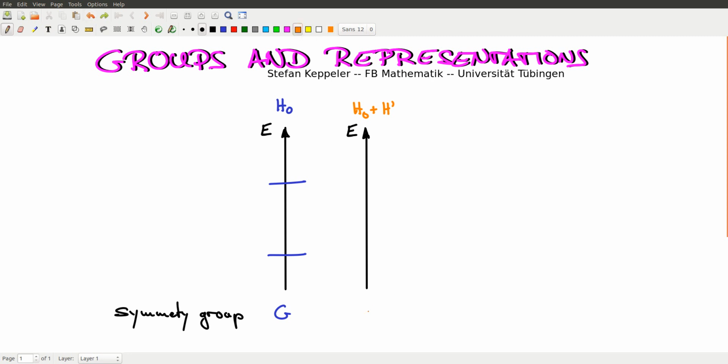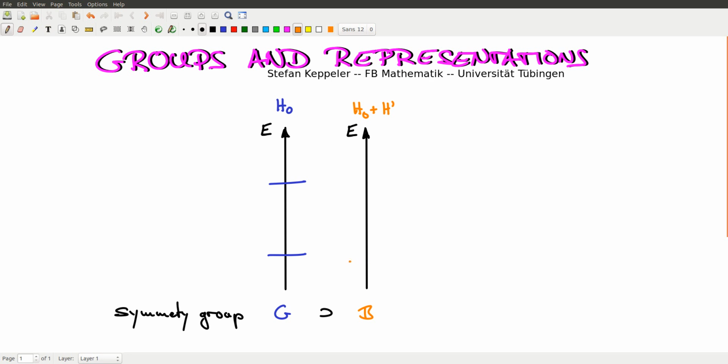And then possibly the symmetry group of this new Hamiltonian, or first the symmetry group of this perturbation here, could be smaller than the symmetry group of the old Hamiltonian. So the symmetry group of H prime is smaller than the symmetry group of H0, and then the symmetry group of the sum would just be the symmetry group of the Hamiltonian with the smaller symmetry group. So let's say here we have a symmetry group B, and that's just a subgroup of the symmetry group G here.